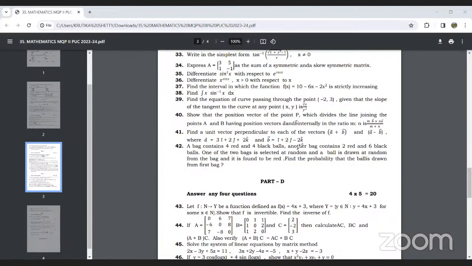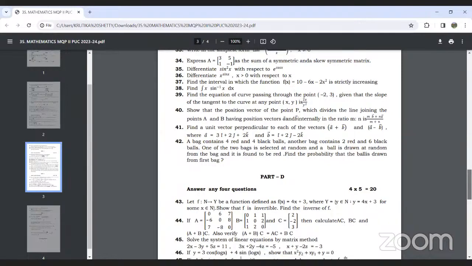Next, we will start with part D. Okay, part D of the question paper. In part D, the first question is from relation and function.